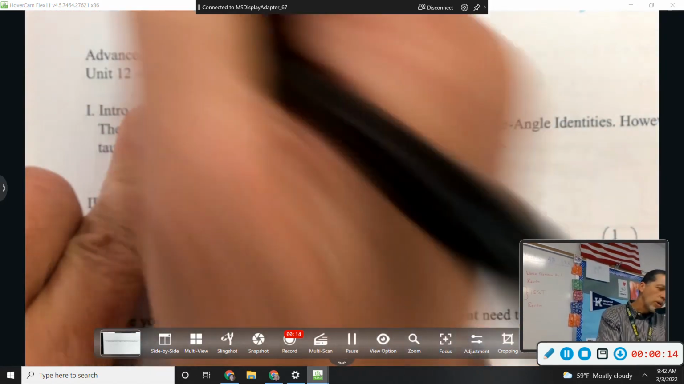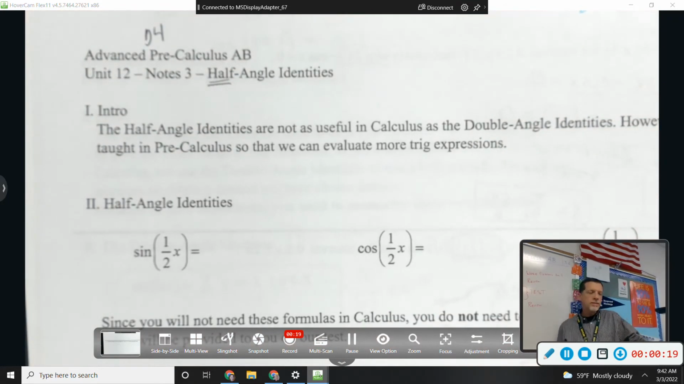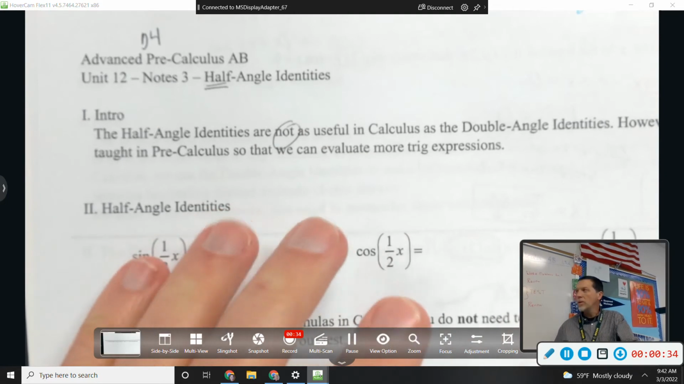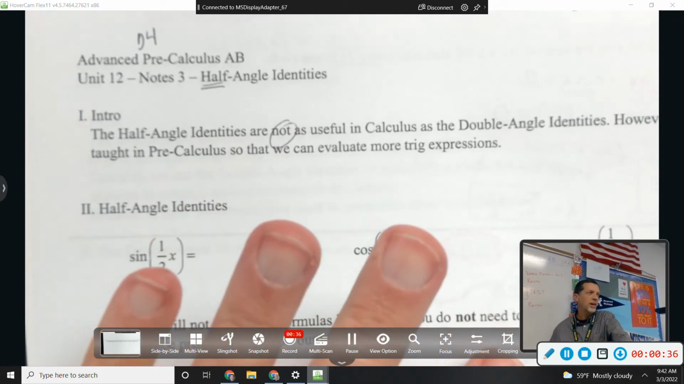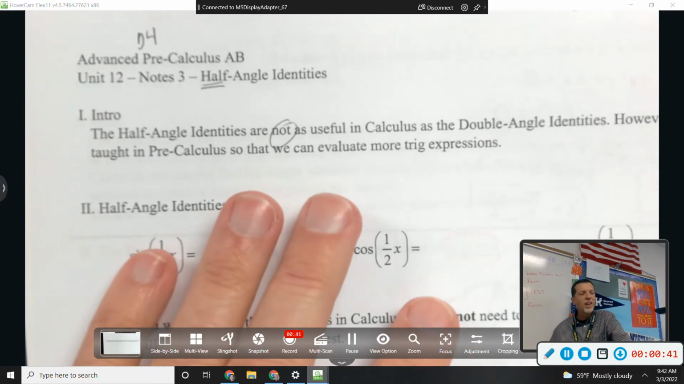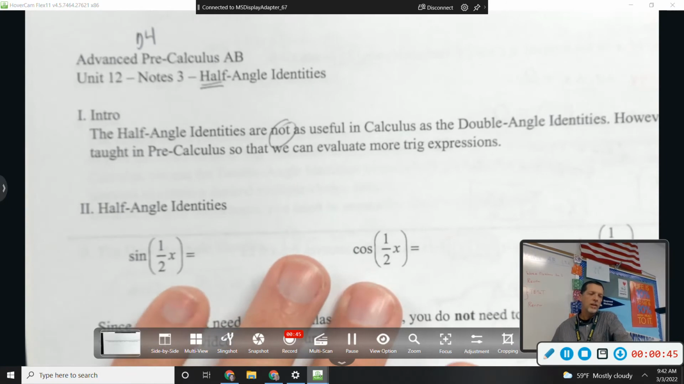It's day 4. Half-angle identities. Intro. The half-angle identities are not as useful in calculus as the double-angle identities, but we do need to know them in pre-calc, and because they're not as useful in calculus, that's the motivation for what we give you versus what we expect you to memorize. Like the doubles we use in calculus, so we want you to know those. The halves, we don't really use these in calculus, so we will give you these since you don't need them often.